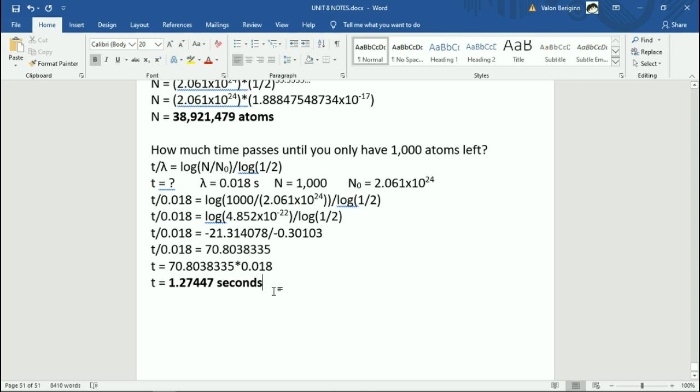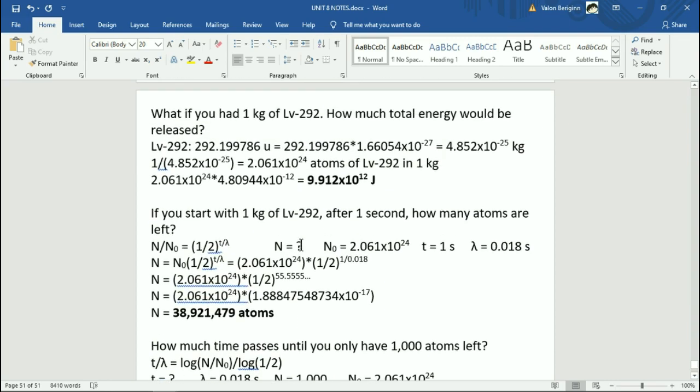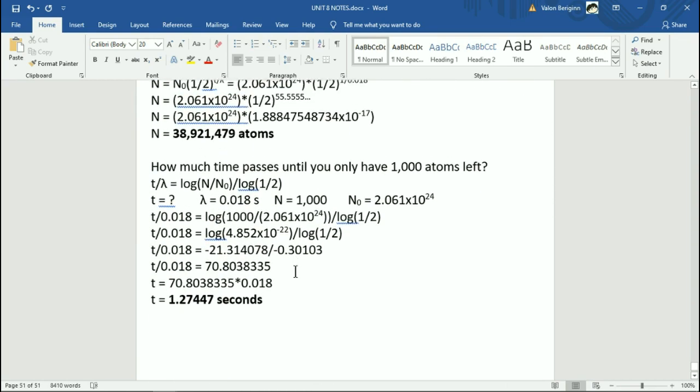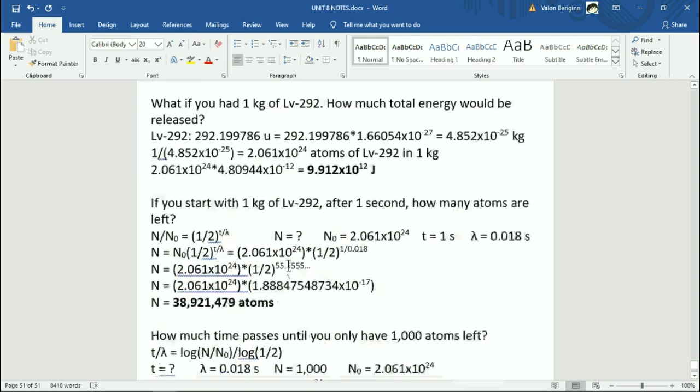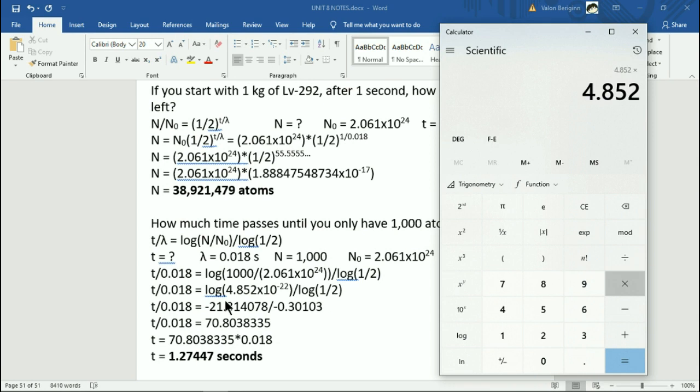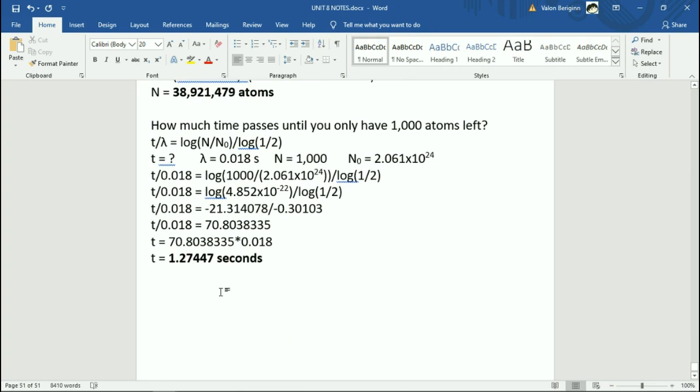So there you go. In 1 second you get to 39 million, and then another quarter second you go down to 1,000. If you did solve this for 1, I wonder kind of what you would get. Well, actually, you would do the exact same thing, except it would be 4.852 times 10 to the minus 25, and then you would do the same thing. You know what? I'm just curious. What do you get if you do that? You get that, and then you want log of that divided by 0.30103. 1.45 seconds. Yeah, okay. So you end up with 1 atom left after less than 1.5 seconds. So that's fun. So there's your kind of ridiculous example for that.